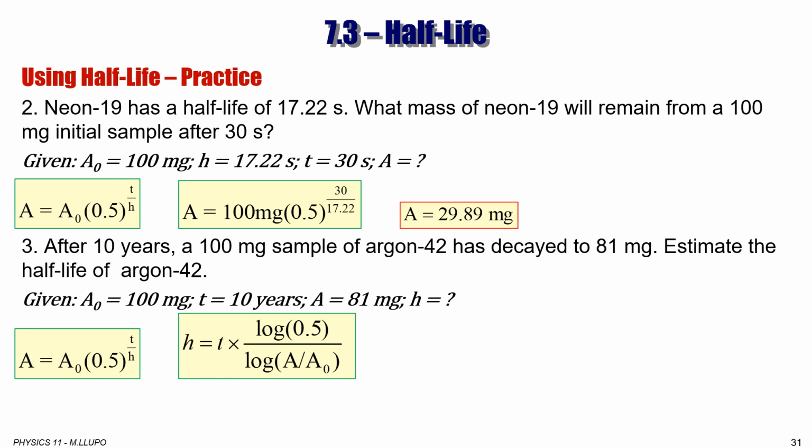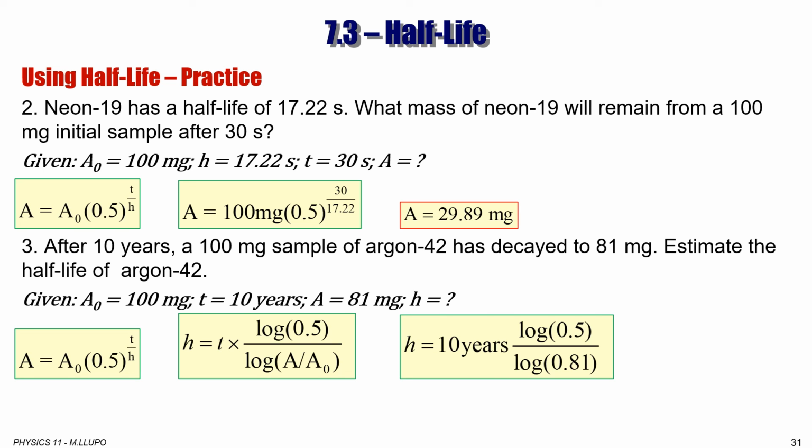Remember that we can calculate the half-life using the formula that we just learned. H is equal to time times the logarithm of 0.5 divided by the logarithm of the ratio A divided by A0. Now we have everything to plug into the calculator. So it's 10 years times the logarithm of 0.5 divided by the logarithm of 81 divided by 100, which is 0.81. And then we get a half-life of 32.89 years, or you can round it and write it as 33 years.